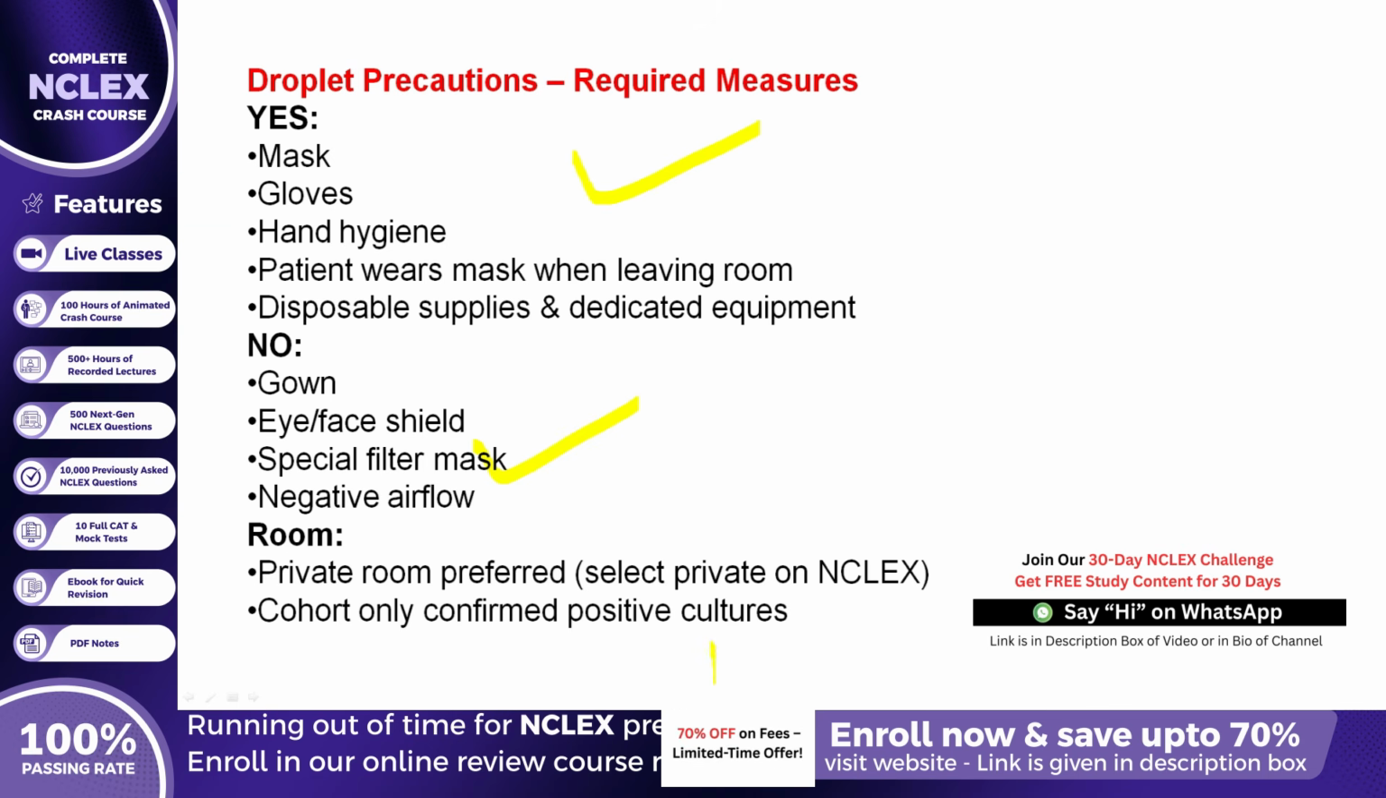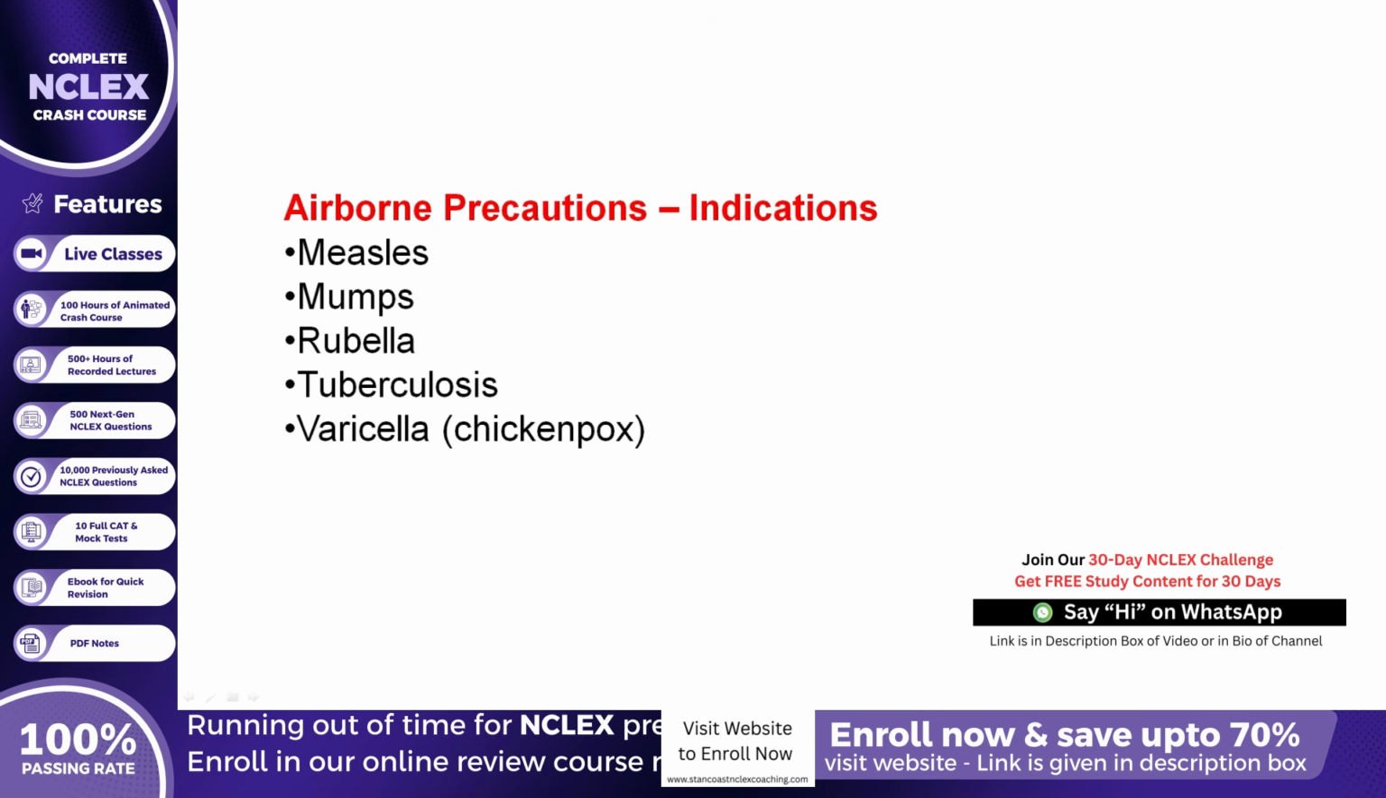Next, let us review the indications for airborne precautions. These include measles. They include mumps. They include rubella. They also include tuberculosis. And they include varicella, which is chickenpox.